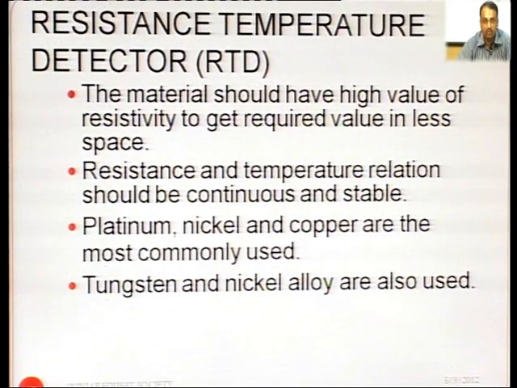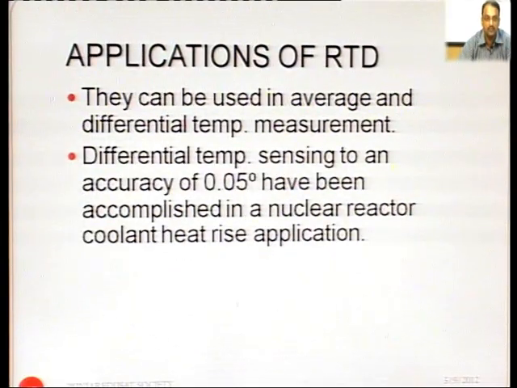Resistance and temperature relation should be continuous and stable. Platinum, nickel and copper are the most commonly used. Tungsten and nickel alloy are also used. Application of RTD: they can be used in average and differential temperature measurement. Differential temperature sensing to an accuracy of 0.05 degrees centigrade has been accomplished in a nuclear reactor coolant heat rise application. So, they are used in nuclear reactors with an accuracy of 0.05 degrees centigrade.